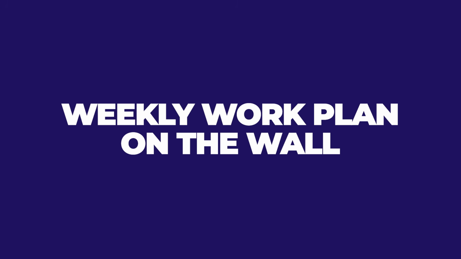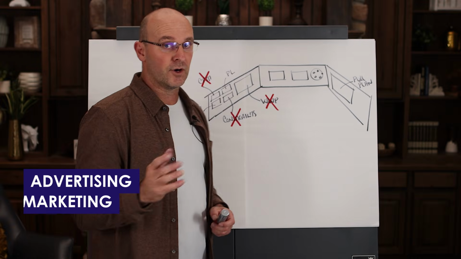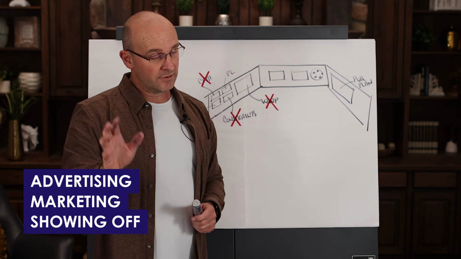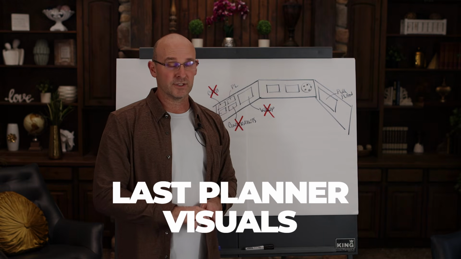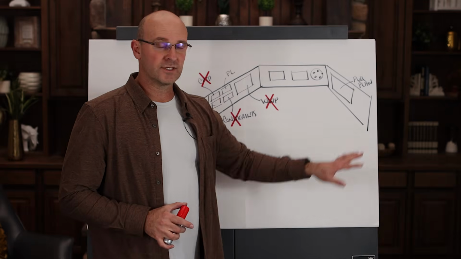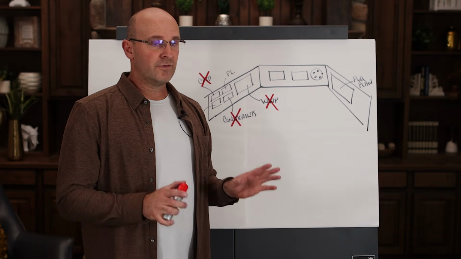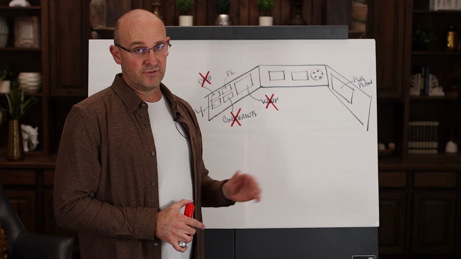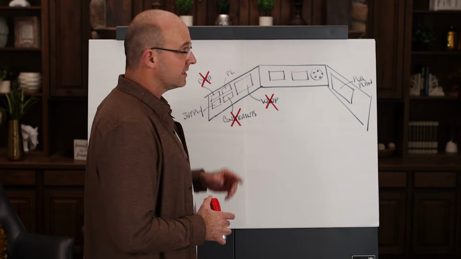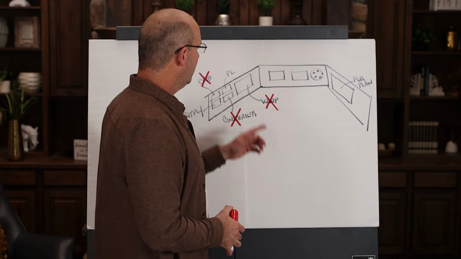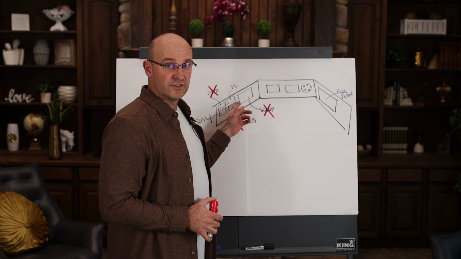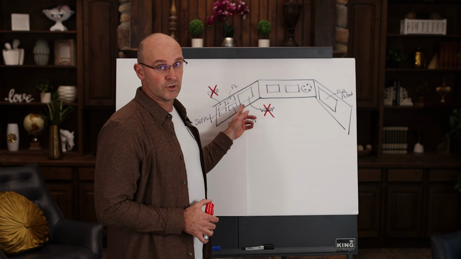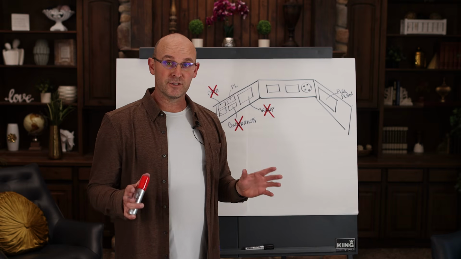The weekly work plan on the wall is nice for advertising, marketing, and showing off. I'm not making fun, but this is one of the most detrimental things when it comes to Last Planner visuals. And let me tell you why. These boards are designed for small projects, very, very small projects where you're very, very near the work. Like if you're doing a little 6,000 square foot or less renovation, you could probably get away with the weekly work plans on the wall. Here's the thing, the stickies are falling off. It only has 30 rows. And so you don't have enough space.